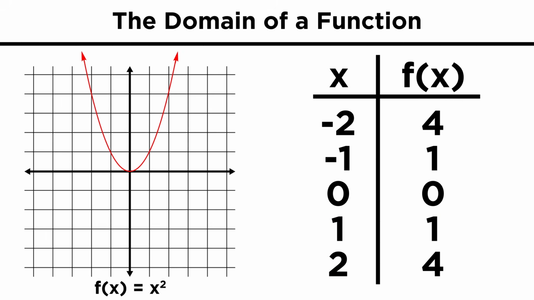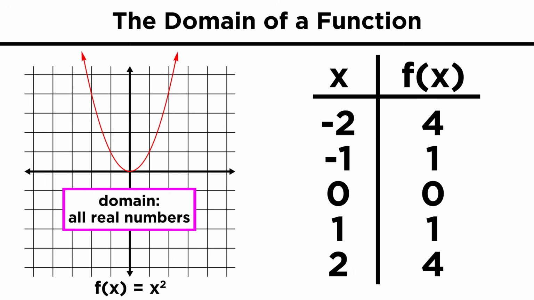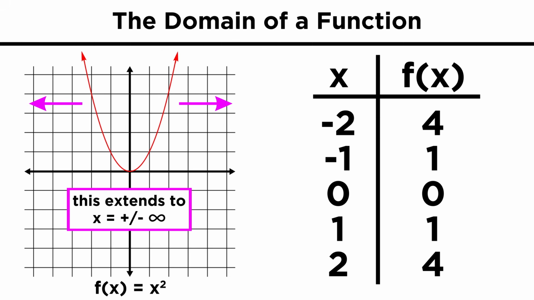Another thing we must frequently describe is the domain of a function. As we mentioned before, this is the set of all allowed x values. Very frequently, the domain will be all real numbers. This is because for most lines and curves, any x value can be plugged in, and we can see this represented visually with a graph that extends infinitely in both horizontal directions.